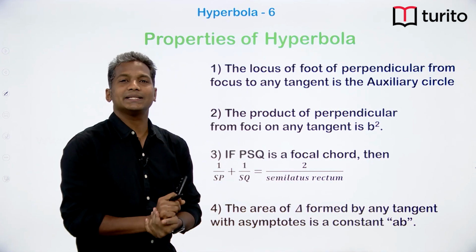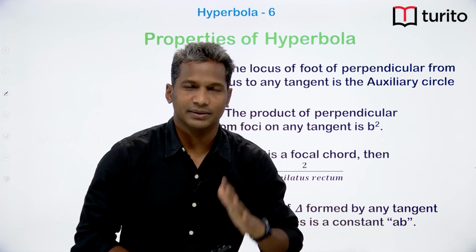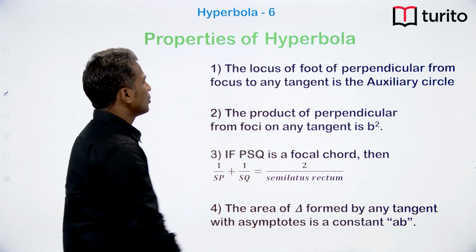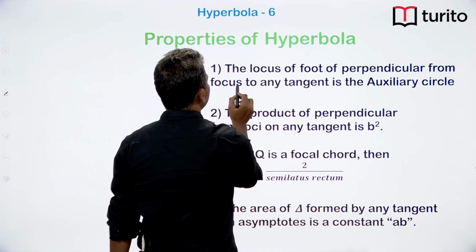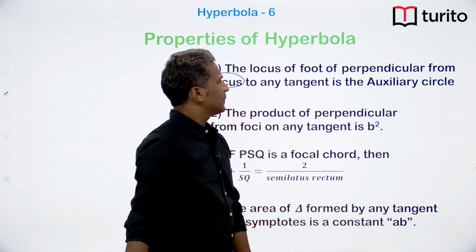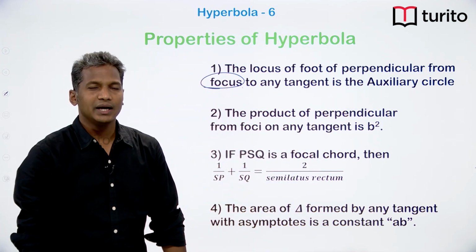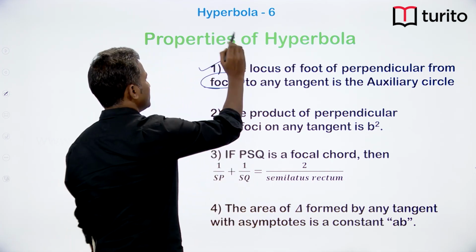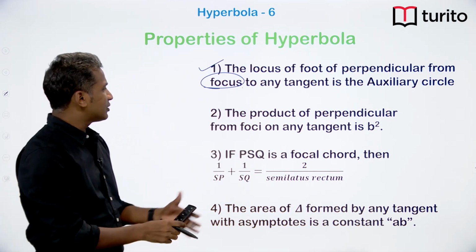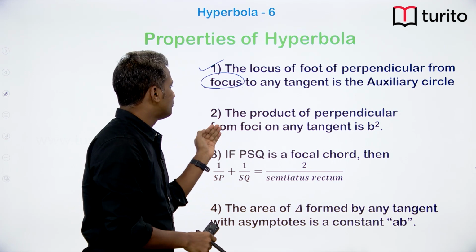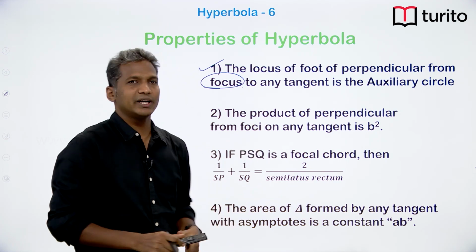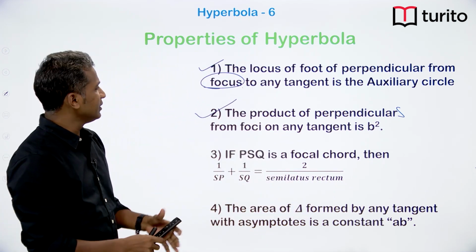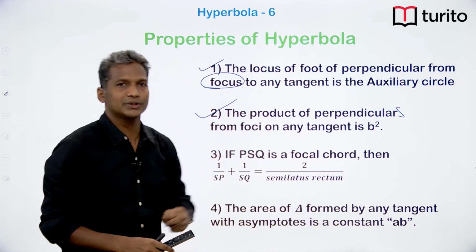Here are some properties that are better to be remembered, but these are easy properties. For example, the first one: the locus of the foot of the perpendicular from the foci to any tangent is going to be the auxiliary circle. It is the same property that was defined for the ellipse also. Next, the product of perpendiculars from the foci on any tangent is b². This property is also the same as the ellipse. So, if we learn this for the ellipse, it is the same for the hyperbola also.